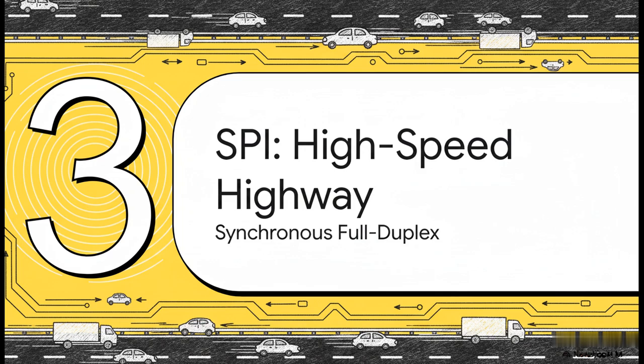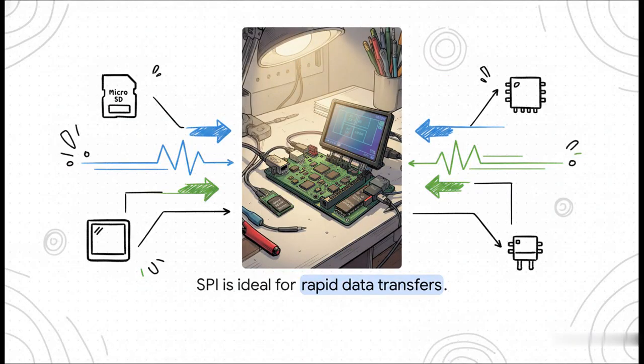Moving on to section 3, SPI, the high-speed highway. If UART is a simple walkie-talkie, this next tool completely trades that simplicity for raw speed. SPI is basically the Autobahn of hardware protocols. Its high-speed nature makes it absolutely perfect for peripherals that need to shove massive amounts of data around really quickly. We're talking SD cards, TFT graphical displays, external flash memory, the heavy lifters. SPI operates at speeds of 50 megabits per second or even more.